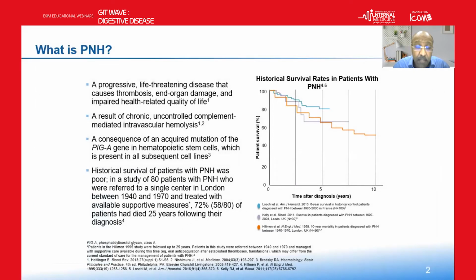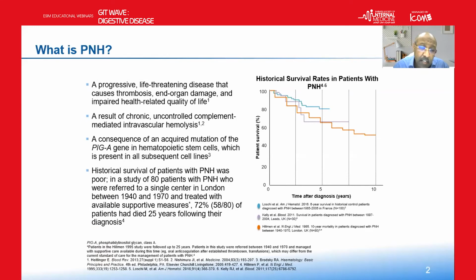To give background, paroxysmal nocturnal hemoglobinuria, PNH in short, is a progressive life-threatening disease. It causes multiple comorbidities and can even lead to mortality. It can cause thrombosis and organ damage, and really it can affect the patient's quality of life. It is a result of chronic uncontrolled complement activation causing chronic hemolysis.